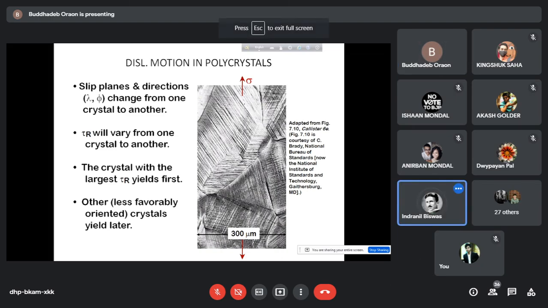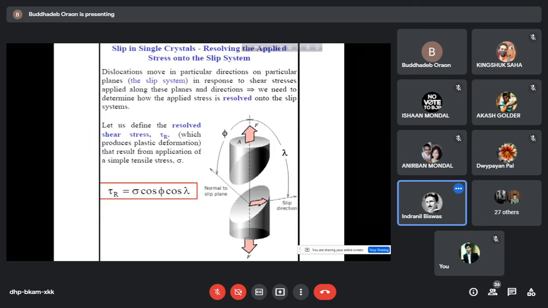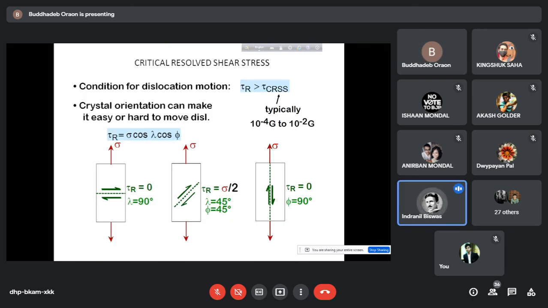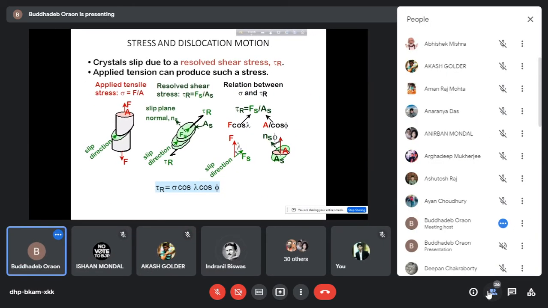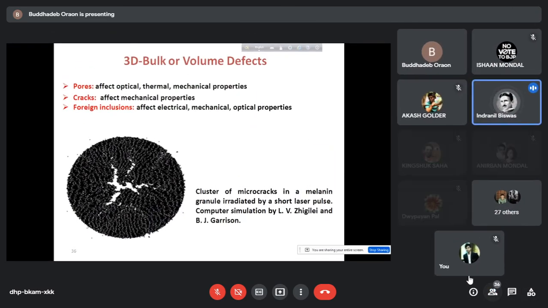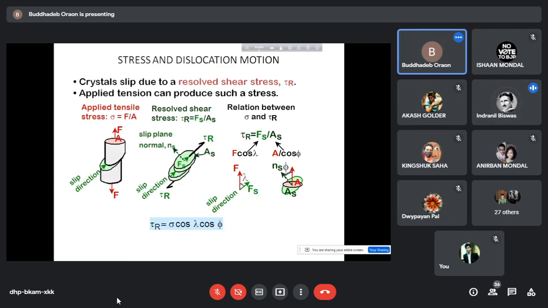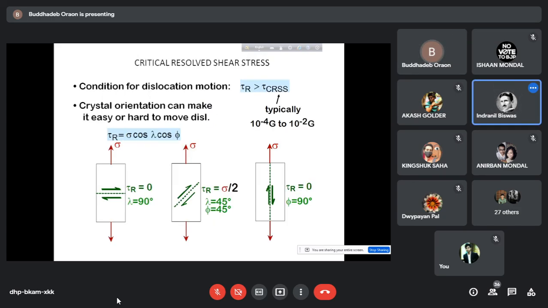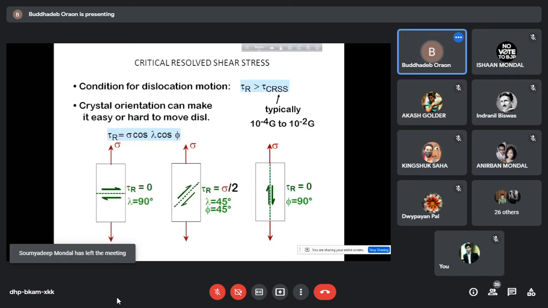Sir? Yes. I said dislocation motion is generally of two types, conservative and non-conservative. I did not understand the matter of conservative and non-conservative dislocation. Where did I write this? It is not here, sir. I saw it in the book. Let me think about that at this point. What do you mean?